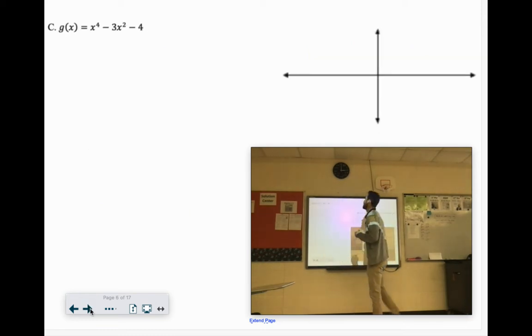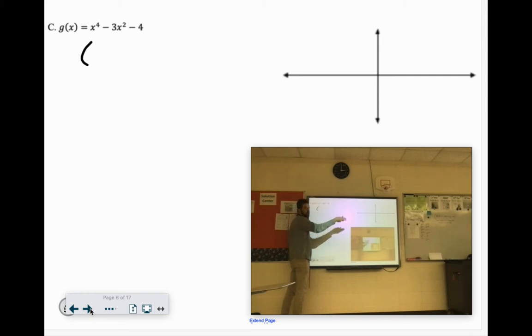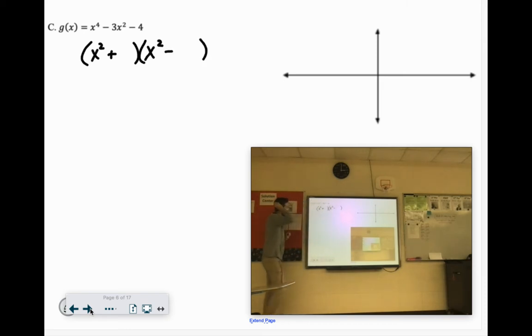X to the fourth minus 3x squared minus 4. We can factor this. X to the fourth, usually it was like x squared and then x and then no x's, and you would say x plus whatever, x minus whatever. So this would just be x squared plus whatever and x squared minus whatever. And again, we're going to run into a problem here because of the imaginary number system.